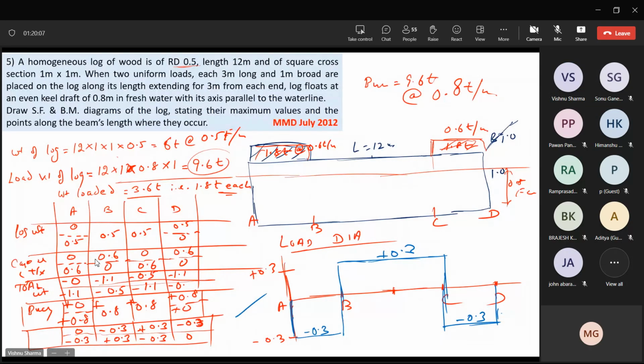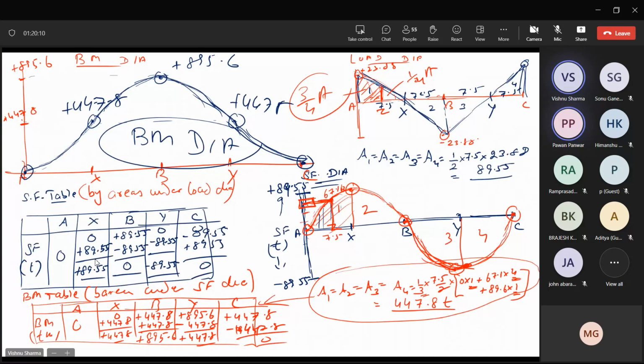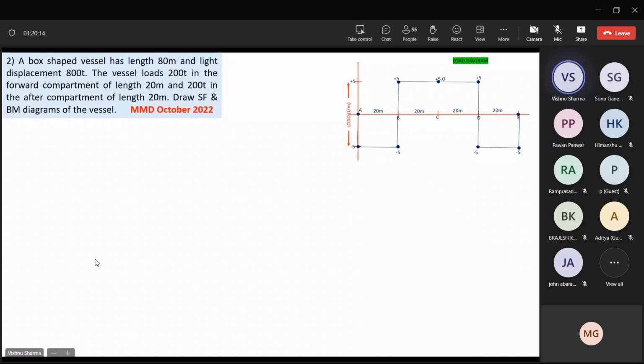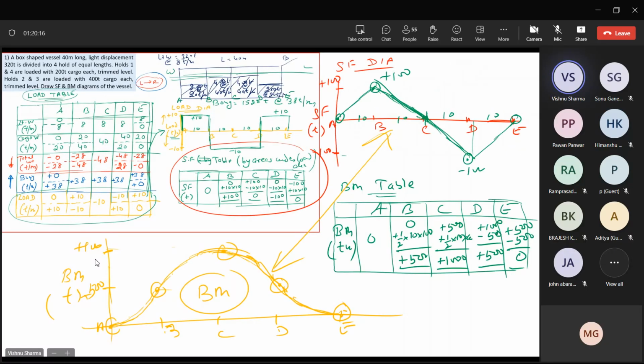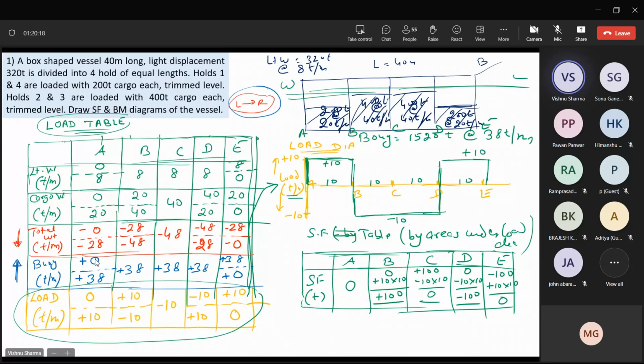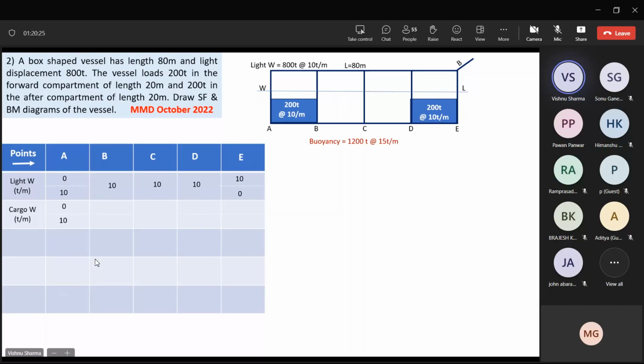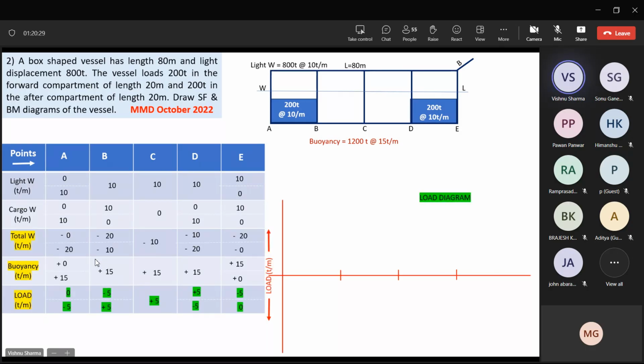Yes, sir. And you see, this is the diagram I was talking about. Okay, this one. This was the load diagram. This was the question we did today, right? You see, this question is exactly the same, only the values are different. The load diagram is exactly the same. Only the values are different. Understood, beta?